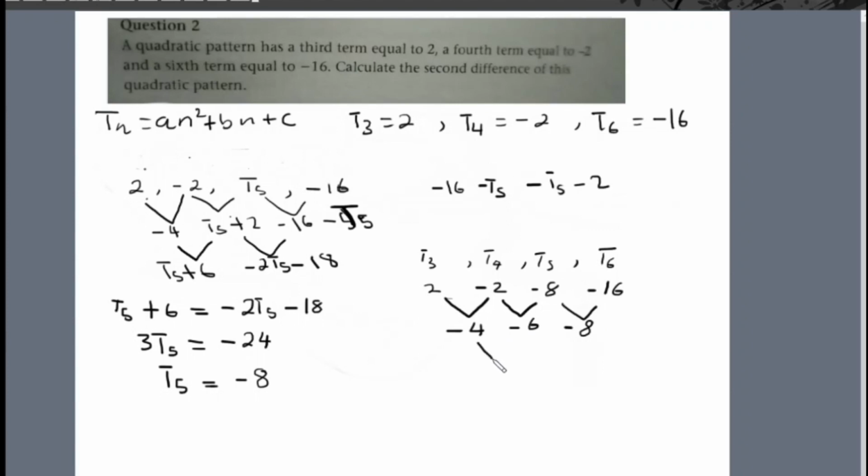Then nasiya ku second difference, sithi minus 6 minus minus 4, so it's minus 6 plus 4, so it's minus 2, right? Nasithi minus 8 minus minus 6, that's minus 8 plus 6, it's minus 2. So we therefore conclude that our second difference is minus 2. So uqedile ukuyisolve the question, right?